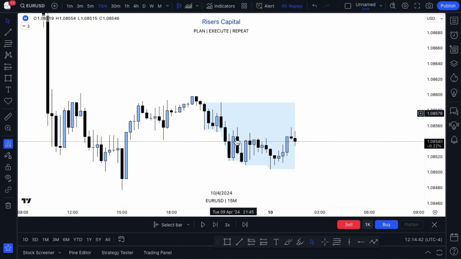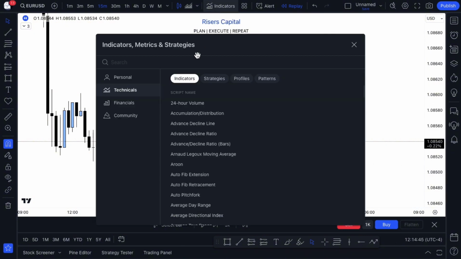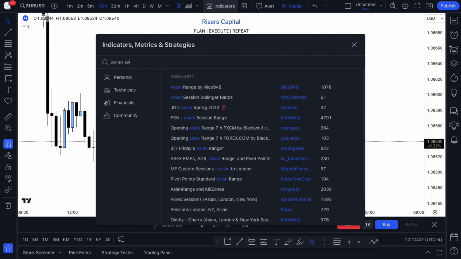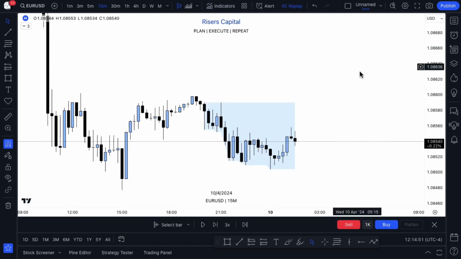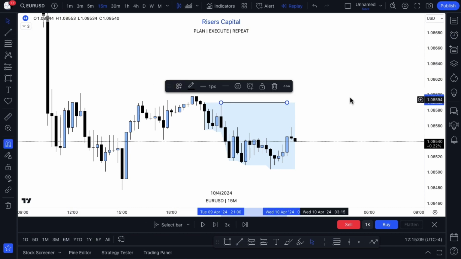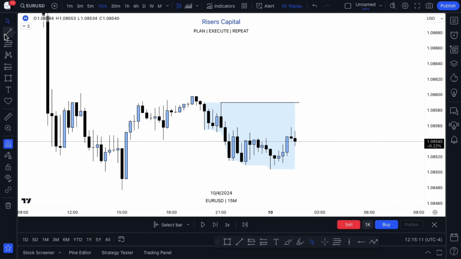So we have this range here, and I've just gone on indicators, and if you search Asian session range, it will automatically give you the Asian session range, and you can see from the time at the bottom that it is 8 p.m. to 2 a.m. New York local time. Now what we want to do is mark out the high and the low, and we're going to wait for either of these to get swept.